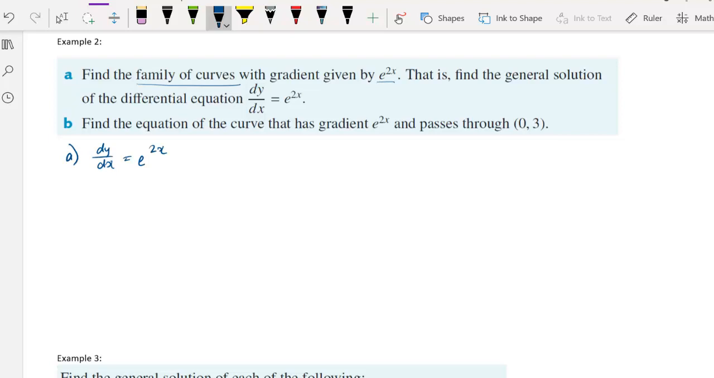So if we separate this differential, we've got 1 dy is equal to e to the 2x dx, integral of, so we've got y is equal to the integral of e to the 2x, which is 1/2 e to the 2x plus c. So here is our general solution.